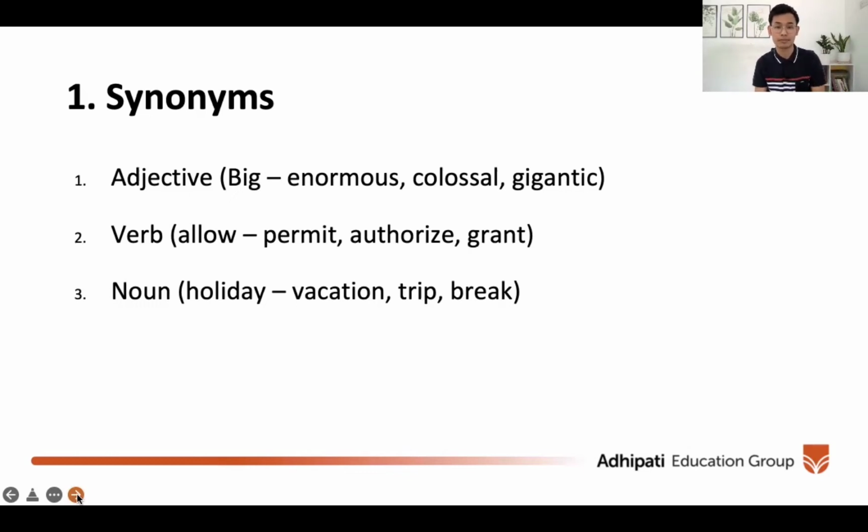And of course, there are also some noun synonyms, right? Holiday, vacation, something like that. And I think you can also add one more thing, which is adverb if you want. But most of the time, as long as you are familiar with adjective, verb, and noun synonyms, then paraphrasing will be quite easy for you. So that's the first approach. And now let me give you the second.